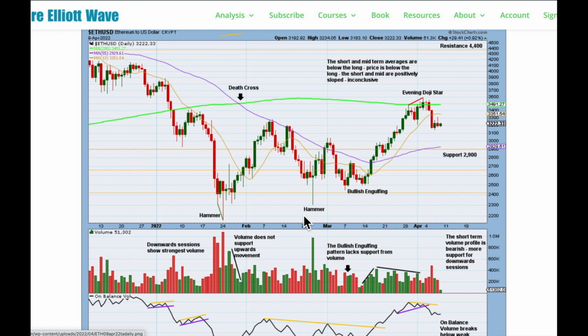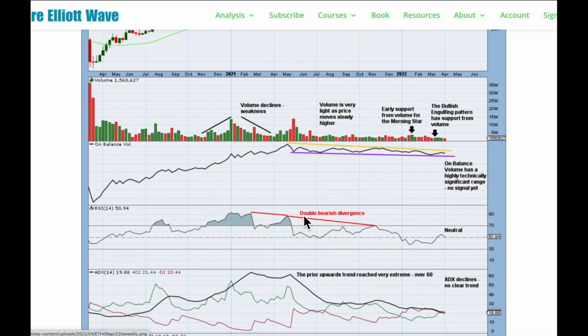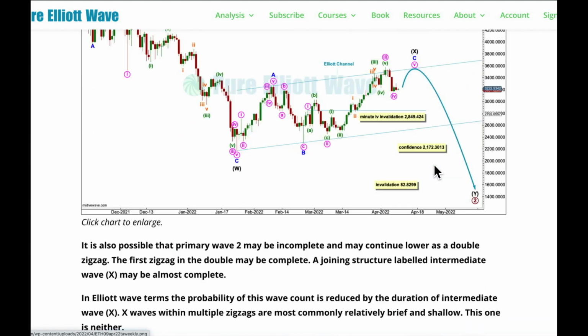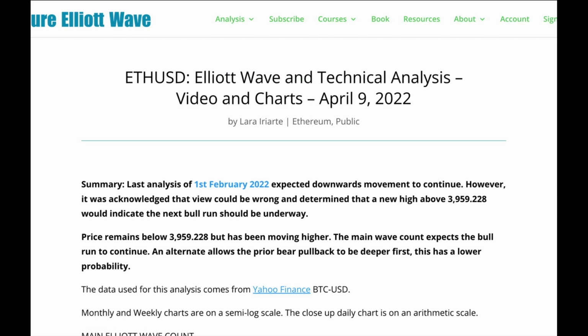I'm going to look at on-balance volume at this time frame here at the weekly chart level for a signal either way for Ethereum. That's all from me this week, or that's all from me for probably the next several weeks for Ethereum with an update for you.